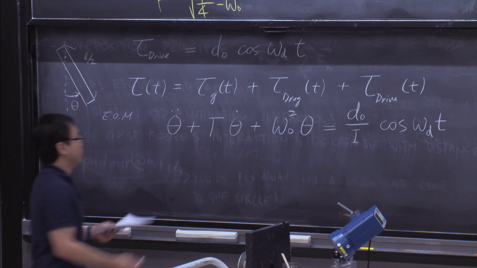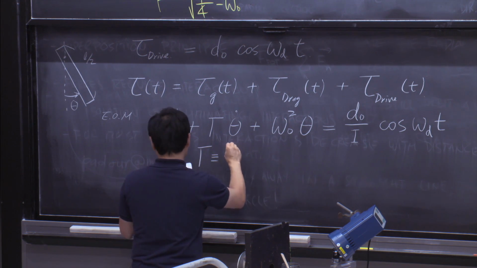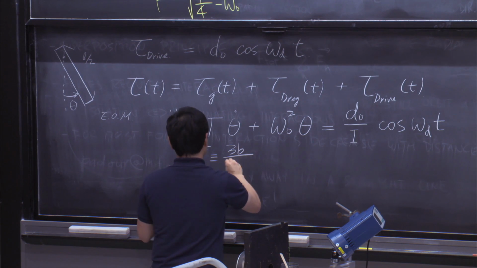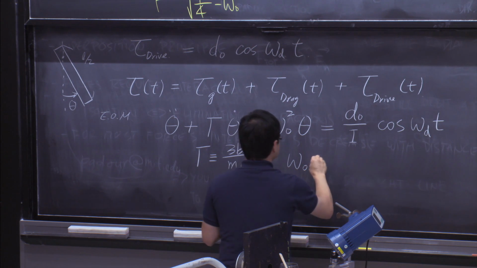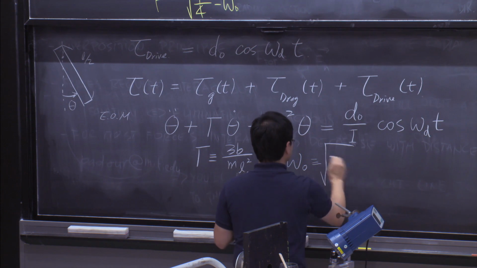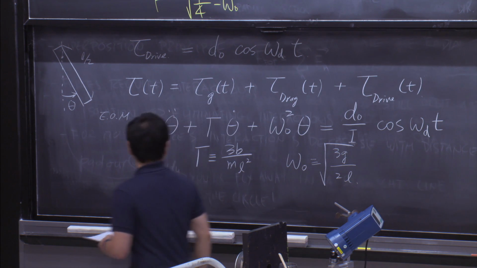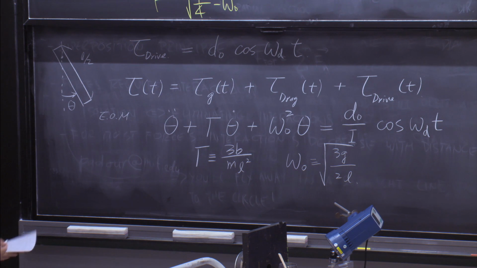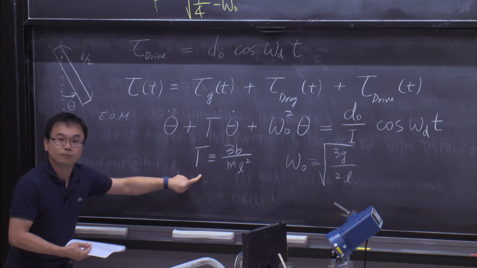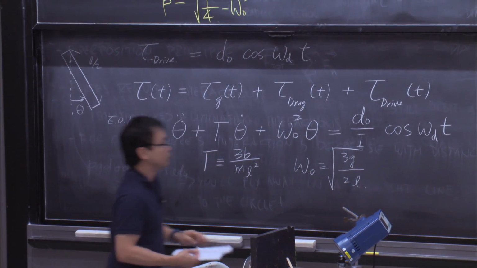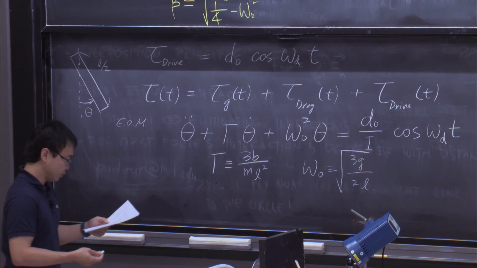Okay, and just a reminder, gamma is defined to be equal to 3b over NL squared, and omega 0 is defined to be the square root of 3g over 2L. As I mentioned in the beginning, gamma gives you a sense of the size of the drag force, and omega 0 is the natural angular frequency.